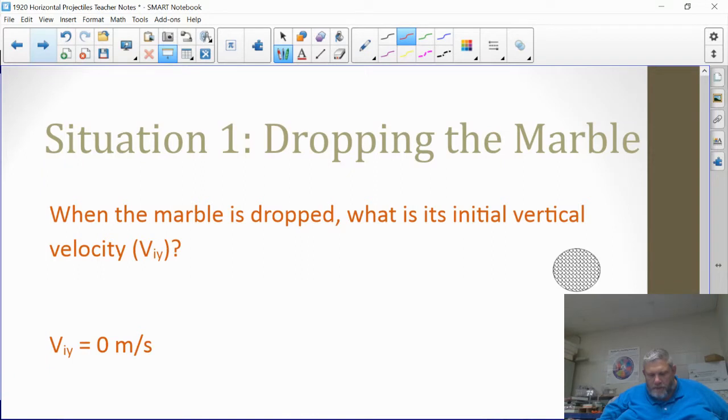Right, so when the marble is dropped, what's the initial vertical velocity? We said the initial vertical velocity is 0. ViY is 0.